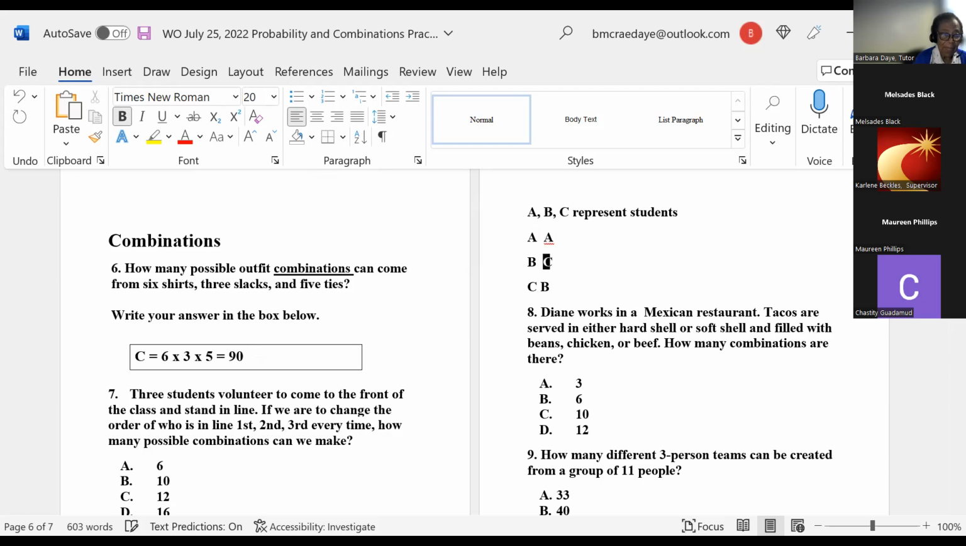Now what about B? Suppose I put B first. So B would have what? We will have A and C, and C, right? Now let's go to B again. B could also be what? B could also be B, C, and A, right?